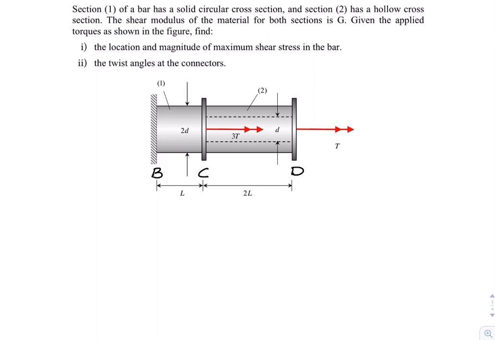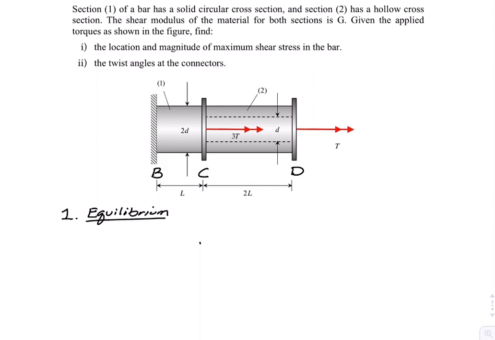What we want to know is some information here on the shear stress in the bar where it is at a maximum, and we also want to calculate the twist angles in the connectors. My process is going to be to go through our 4 steps. The first one always is looking at equilibrium. How many equations can we get just from equilibrium?